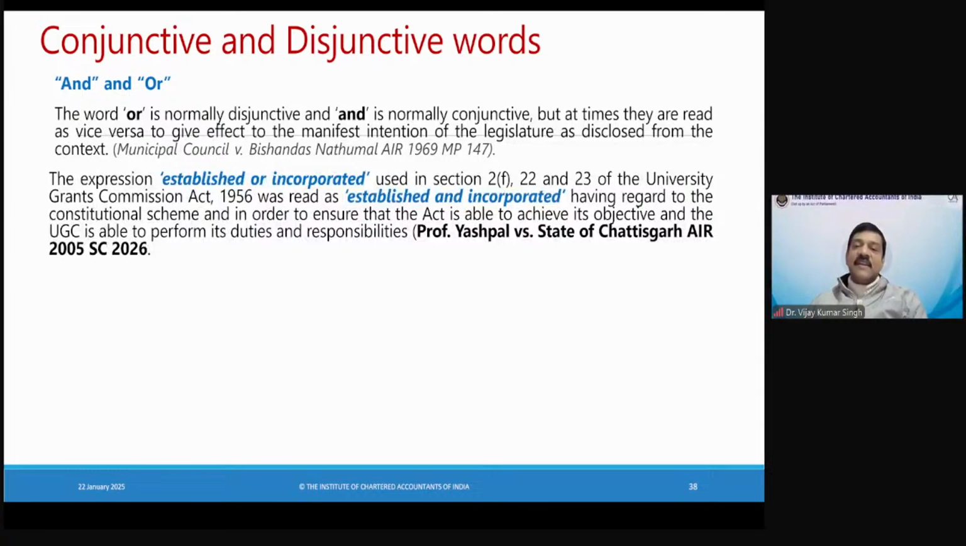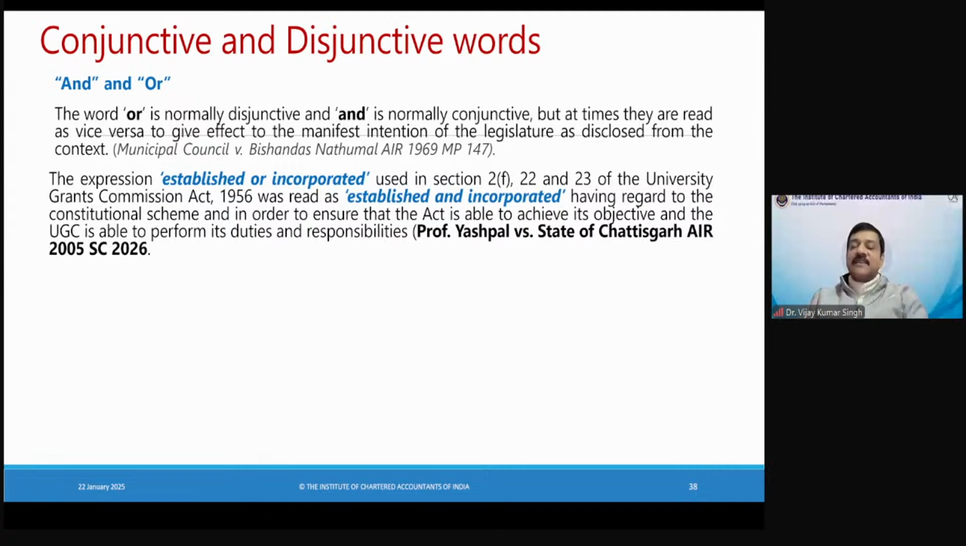Instead of "or", they read "and". Because if they would have read "or", the universities would have said, we are established, though it was not incorporated. So here they said that "established" should be read with "and". They are conjunct, not disjunctive, having regard to the constitutional scheme, and in order to ensure that the UGC is able to perform its duties.